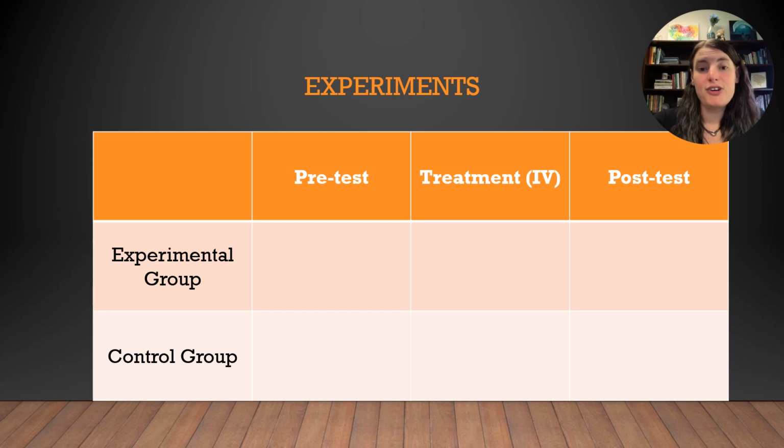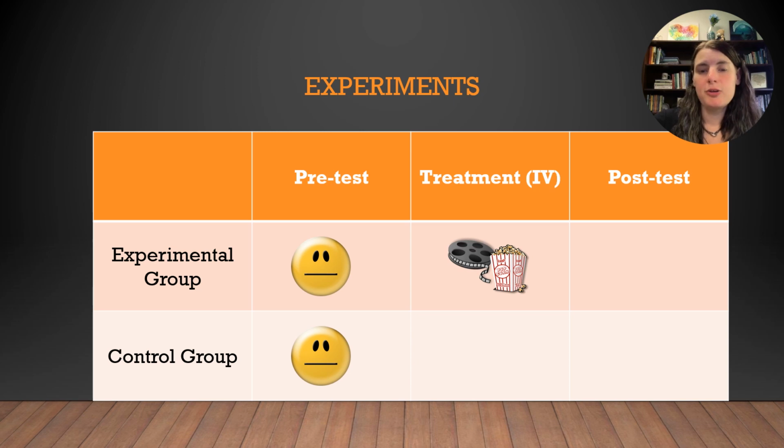To put more concrete descriptions here, here's the same design testing to see if there's a cause and effect relationship between watching a movie with popcorn and feelings of happiness. So 2 groups take a survey asking, how are you feeling today? And here's how they started. Then the experimental group is shown a movie and they're given popcorn. The control group isn't given anything.